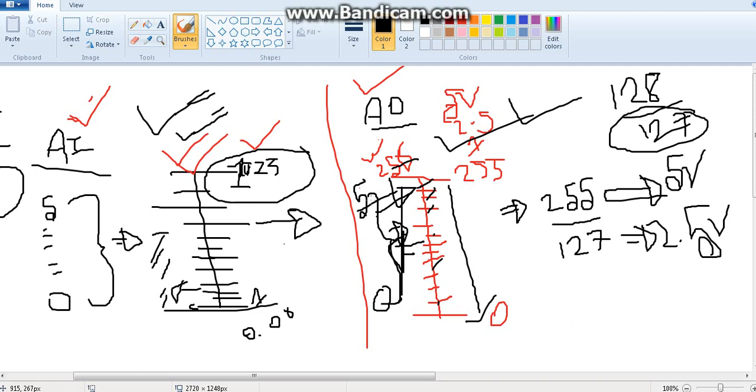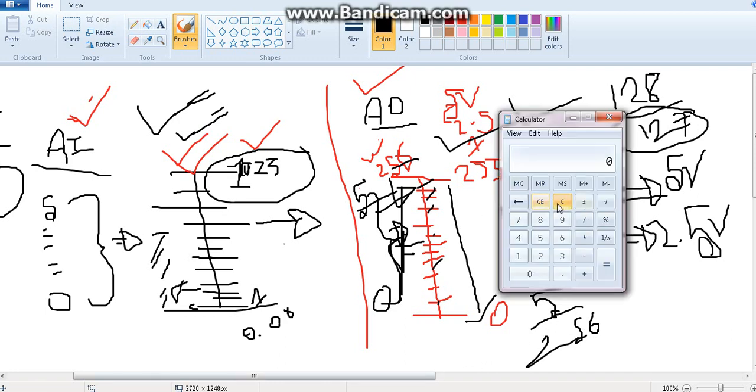But when it comes to analog output, the 5 volts you are supposed to give outside is divided into 256 units. So what is the value of 1 unit here? I divide 5 volts by 256, so it is 0.195 volts for 1 unit, compared with 0.00488 volts. So you see the difference, guys.